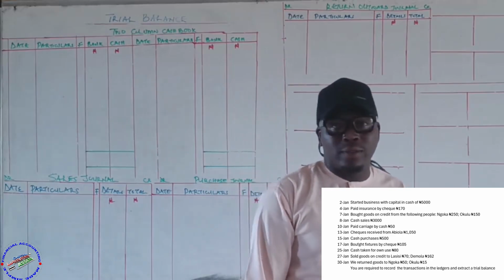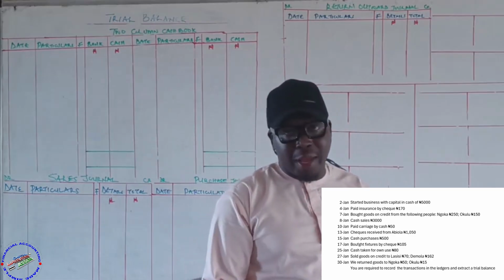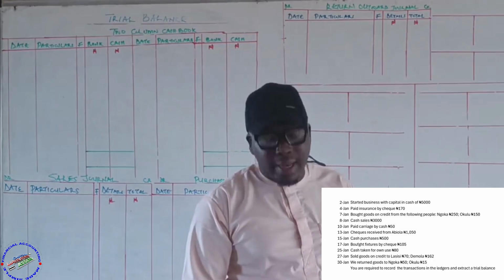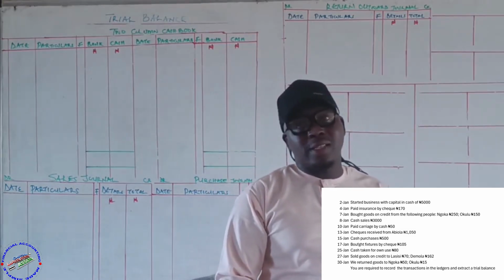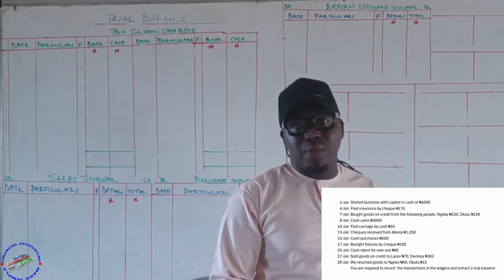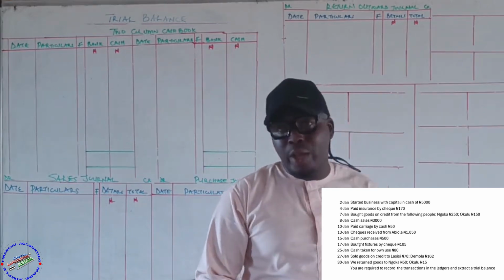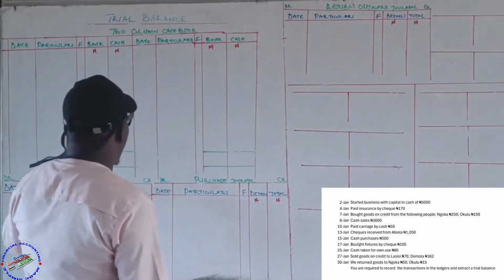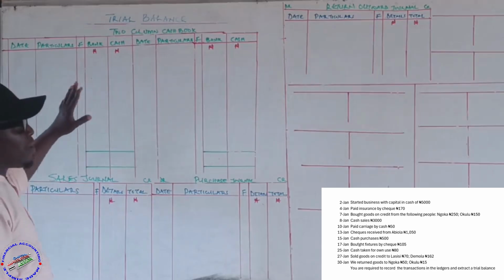So from this question, we can see that we have different subsidiary books we can prepare, such as the cash book and the day books. For the day books, we are going to prepare the sales day book, the purchase day book, and the return outward day book. Let's quickly swing into the question. Looking at what we have on the board, we have prepared all our ledgers for the subsidiary books.